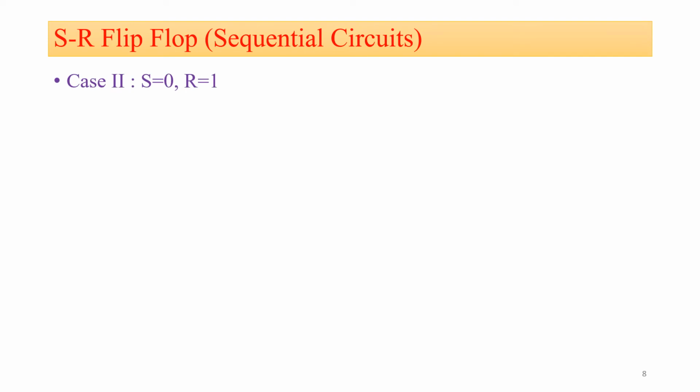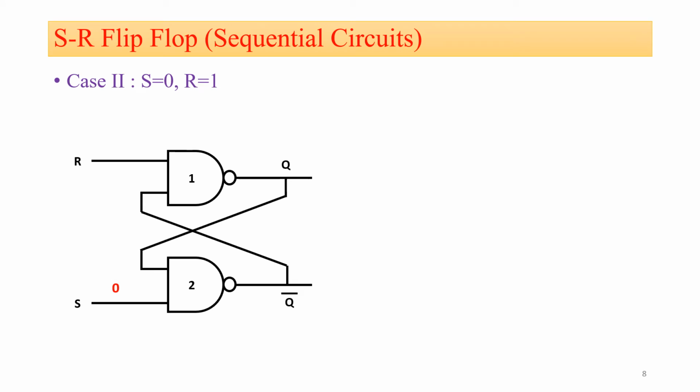Similarly, the second case, that is when S equals 0 and R equals 1. Now again, when S equals 0 and R equals 1, what will happen? As one input to your second NAND gate is 0, that is S equals 0, your Q bar is forced to be equal to 1, meaning the output of your second NAND gate is forced to be equal to 1. Now why is this output forced to be equal to 1? Because one input to your second NAND gate is 0, and as per the truth table of our NAND gate, if any one input is 0, then the output is forced to be equal to 1.